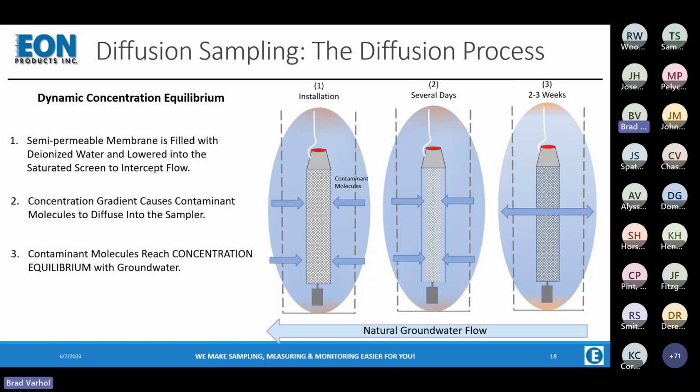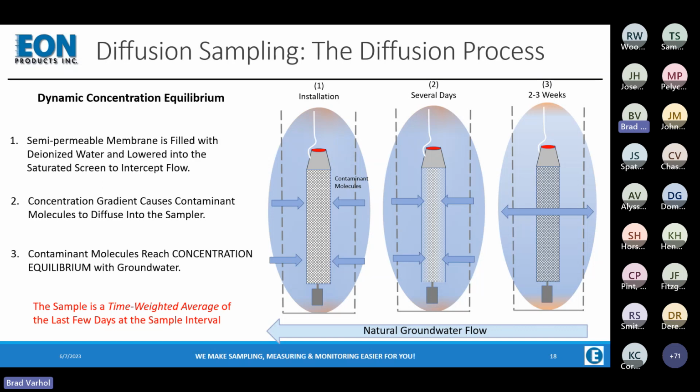And it maintains what I refer to as a dynamic equilibrium, meaning that if the concentration of those molecules in the well goes down, the gradient is reversed and we have a higher concentration in the sampler. So those molecules push outward and come to equilibrium with the lower concentration in the groundwater. If the concentration in the groundwater goes up, then it goes up in the sampler. And we have this living, breathing equilibrium that is maintained within the well.